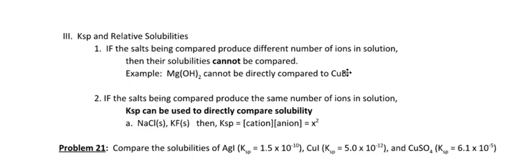However, if the salts being compared produce the same number of ions in solution, then you can compare them directly. For example, if you want to compare sodium chloride and potassium fluoride, the KSPs both are going to be equal to x squared. So if you take their square roots, you're still going to have the same order as their KSPs. So the molar solubility will be directly related to the order of the KSPs.